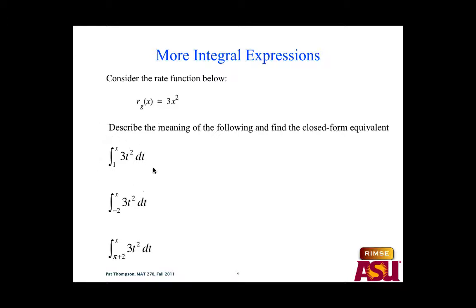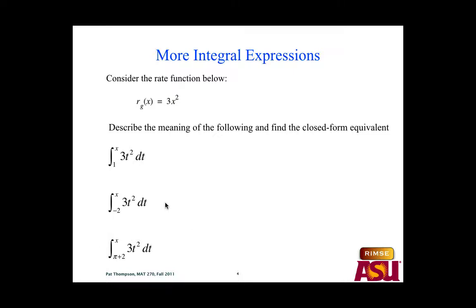That would mean this expression, which measures the accumulation or the net change in the y values of function g between x equals 1 and a general x. To find this, I'm going to do final minus initial. So g of x minus g of 1. So x cubed minus 1 cubed. This one, same rate, just different starting point, x cubed minus negative 2 cubed, so x cubed plus 8. And the last one, x cubed minus quantity pi plus 2 cubed. Let's just leave it like that. That looks a little unpleasant to multiply out and write any other way.